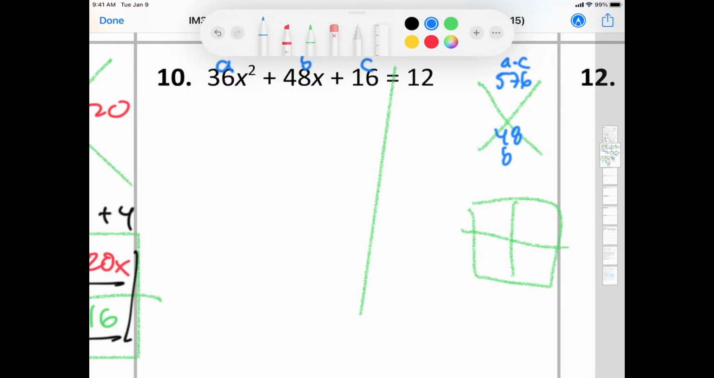Okay, the trick we've been doing is, what's half of 48? Half of 48 is 24. And you take the square root of 576. I'm going to put a calculator here. That is 24. So I got 24x, 36x squared plus 16.